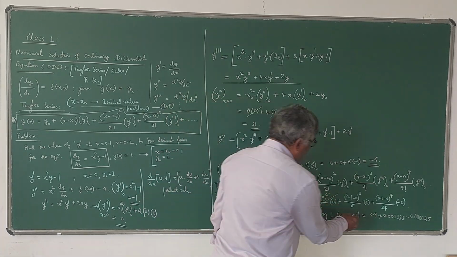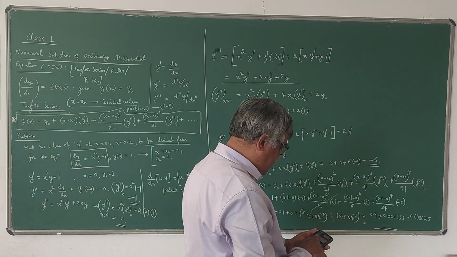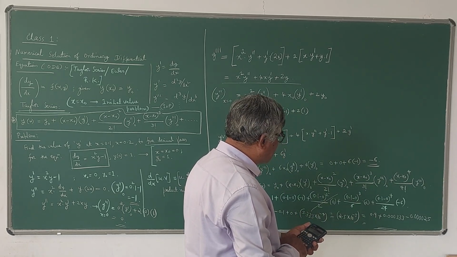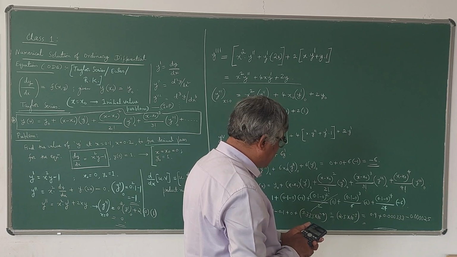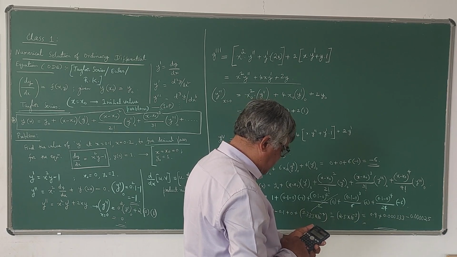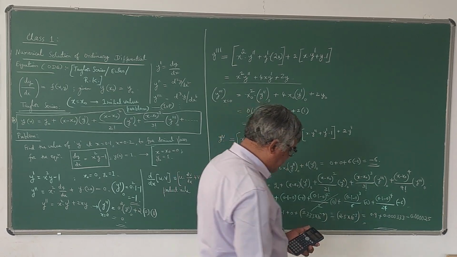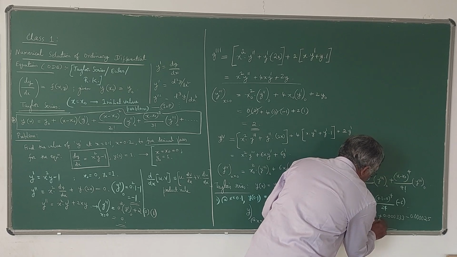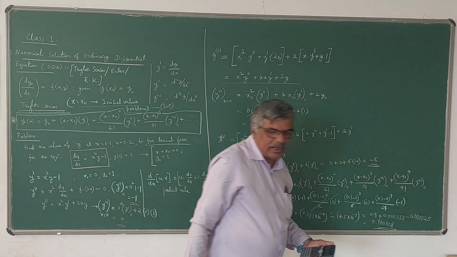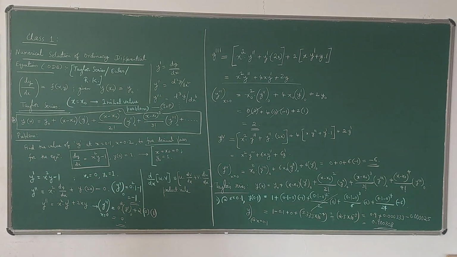Now this is the answer. So let us see what is the value. 0.9 plus 0.000333 minus 0.000025, which is 0.900308. We can check the answer.